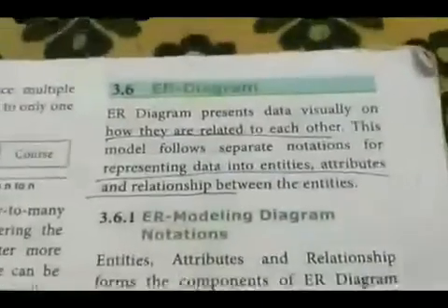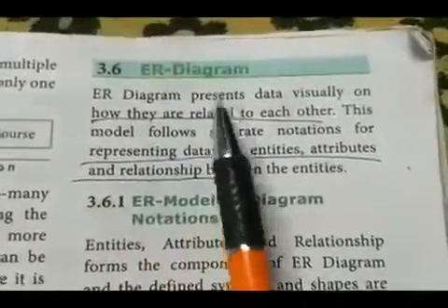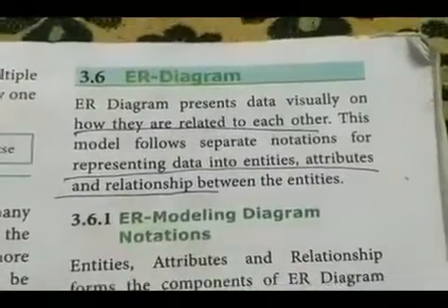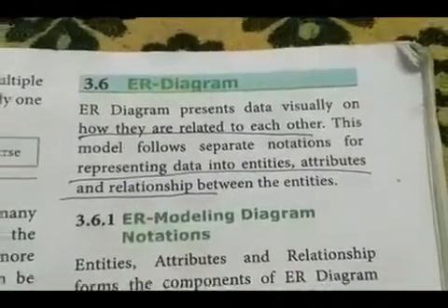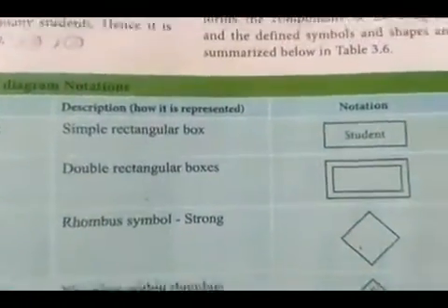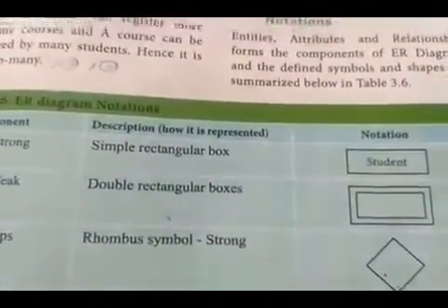Next topic we are going to see is ER diagram. So already we had seen what the rectangular box represents in the ER model, and what the rhombus symbol represents. Those are the symbols and notations we have studied.